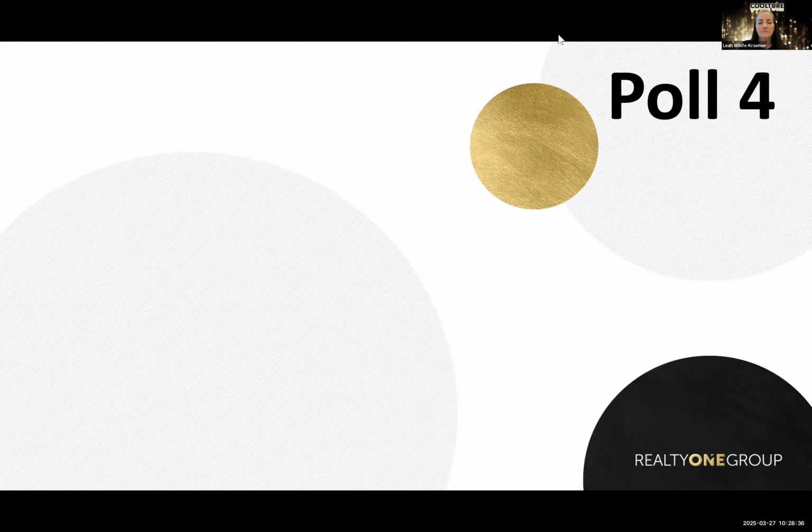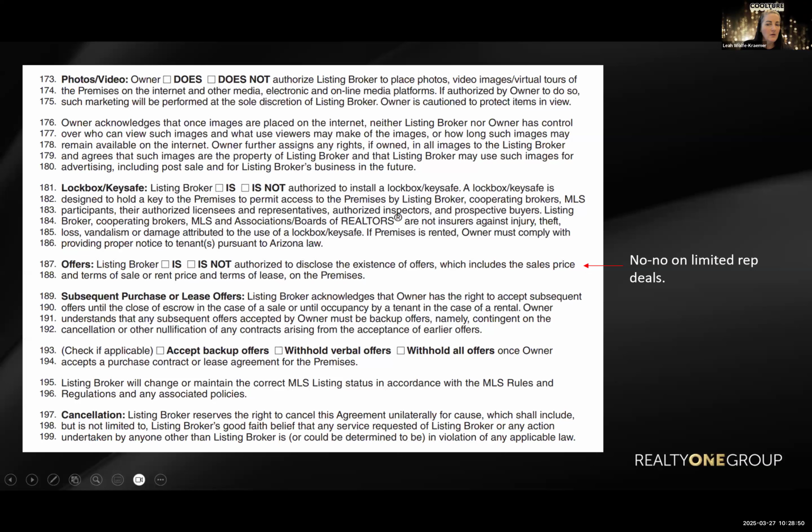Can you reiterate lines 187, 188 in regards to the limited representation? 187 to 188. Okay, hold on a minute. Yes. So if you have multiple offers and one of those offers is from, in your case, another Realty One Group agent, and an agent calls and says, hey, can you disclose the terms of other offers? The answer is no. Anytime there is a multiple offer situation where one of the offers on the table is either you personally have the buyer or another Realty One Group agent or someone within your brokerage has the buyer, it's a detriment to that buyer to disclose the terms of their offer to other buyers. So you just can't disclose it. The answer is always no in the case of dual agency if there's multiple offers on the table.